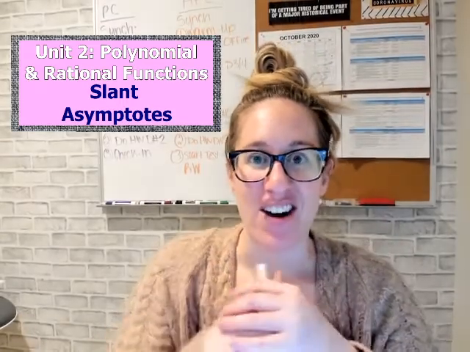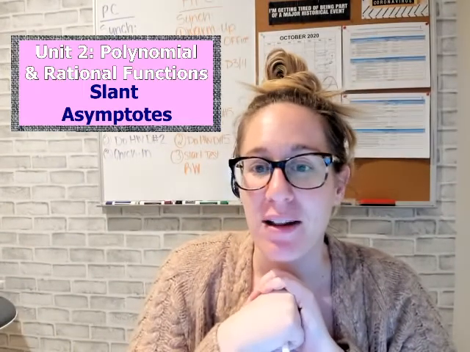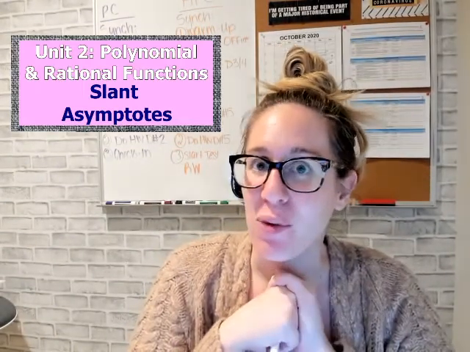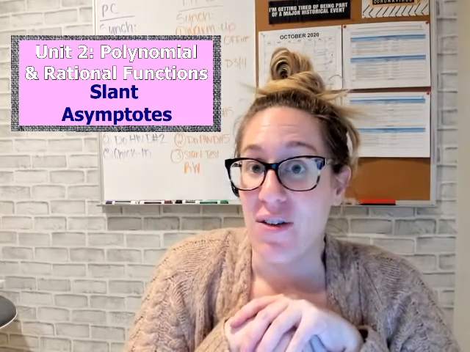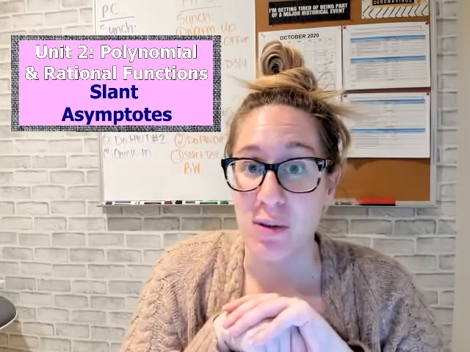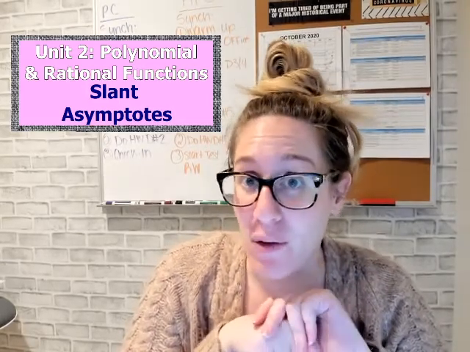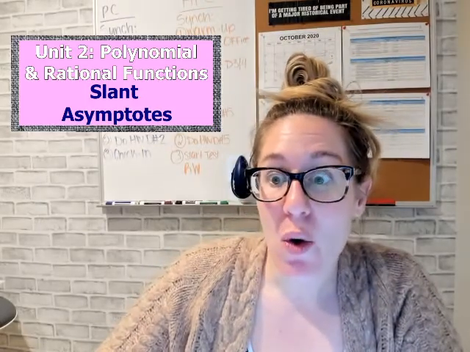All right, so this is our last video for unit number 2, polynomial and rational functions, and we're going to talk about slant asymptotes. These are kind of interesting. These are not something that you guys saw in Algebra 2, so it's a new topic for everybody. And here we go.